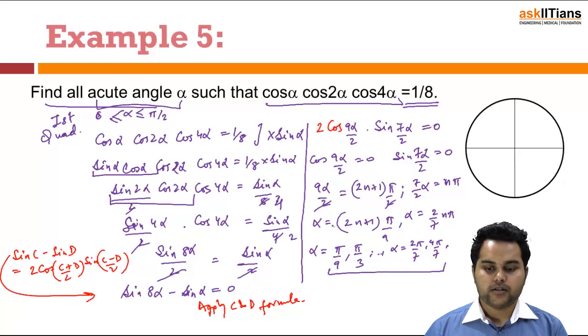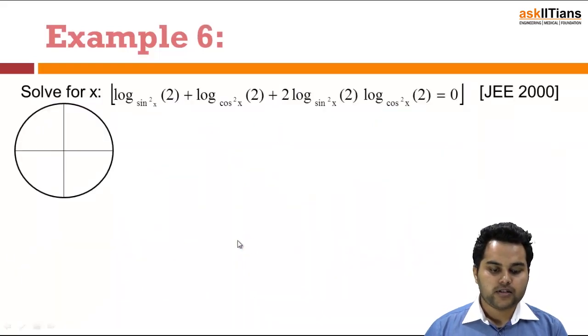Moving on to the next part. Next part says log base sin square x of 2 plus log base cos square x of 2 plus 2 log base sin square x of 2 into log base cos square x of 2 is equal to 0. This was in JEE 2000. So we'll see how we can solve this. It needs some basic logarithm properties to be applied.